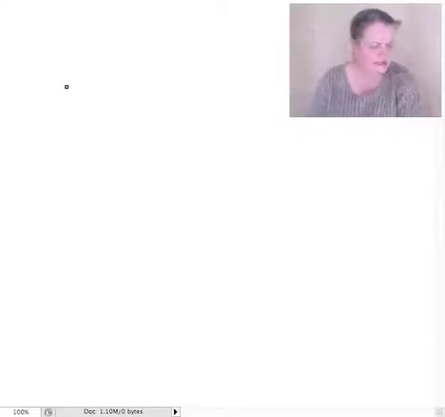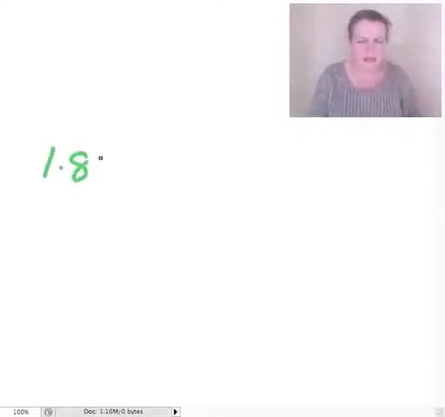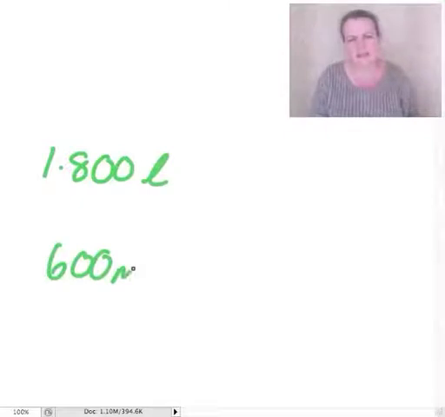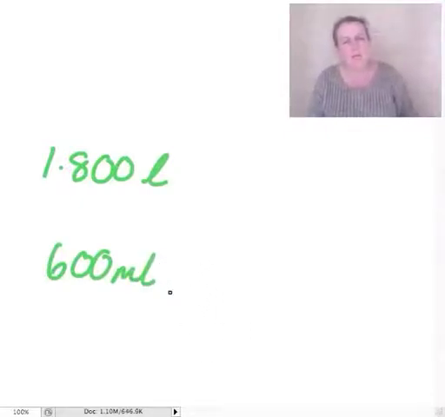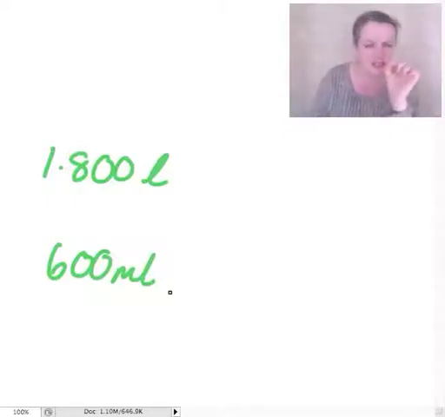Now, what it says is, we'll read the question. What fraction of 1.8 litres is 600 millilitres? Now, you can't make a fraction unless both the top, the numerator, and the bottom, the denominator, are in the same unit. So the first thing we have to do is make this into the same unit.